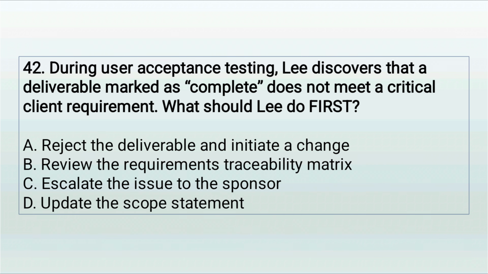42. During user acceptance testing, Lee discovers that a deliverable marked as complete does not meet a critical client requirement. What should Lee do first? A. Reject the deliverable and initiate a change. B. Review the requirements traceability matrix. C. Escalate the issue to the sponsor. D. Update the scope statement.